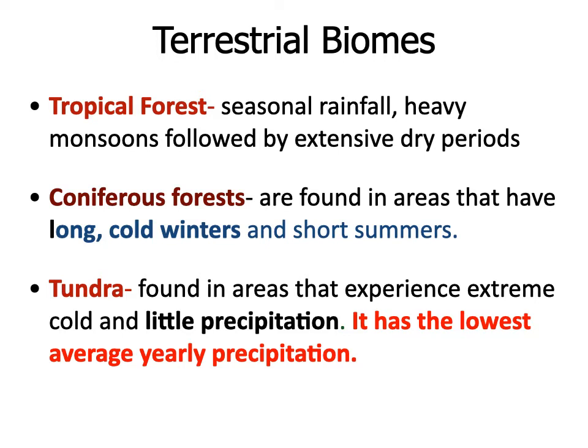Tropical forests: you have seasonal rainfall, you have heavy monsoons, you have dry periods. Then you have coniferous forests where conifers are. Remember that conifers are going to have an antifreeze, so these trees are going to be found in areas where it is quite cold, right? So they have very short summers and very long winters. You have tundra, where there's little precipitation, and you can see that I'm highlighting that. In this particular area, you have the lowest average yearly precipitation, in a tundra.